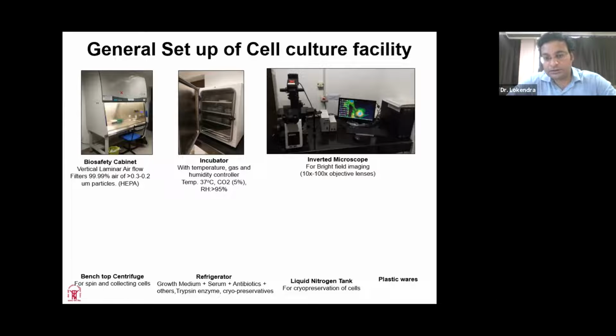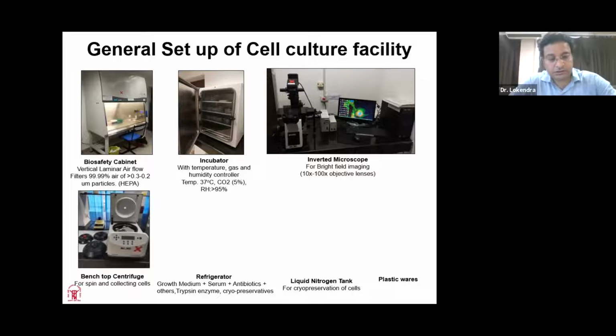So depending on the resolution that you want, you use the objective lenses, which range from 10x to 100x. So you can perform bright field microscopy, as well as fluorescent microscopy. The rest are the benchtop centrifuges for spinning down the cells. Refrigerators are also required for keeping all the required chemicals, media, and other stuff.